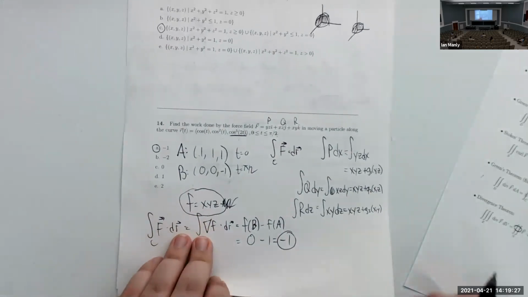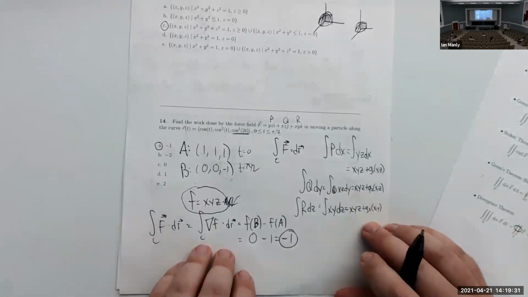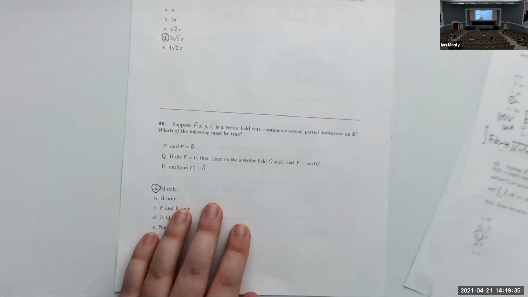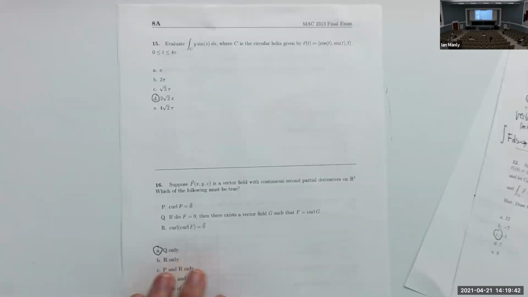All right, so we got number 14, so that was good. So we're using conservative forces to help us compute work right here. All right, let's go to this next problem here. Evaluate the line integral over C of y sine of z ds, where C is the circular helix given by this parameterization. And we're going around the helix twice, it seems, because we're going from 0 to 4 pi.